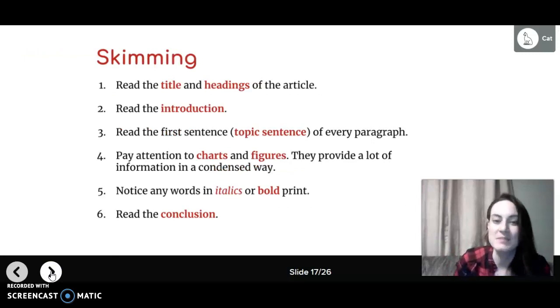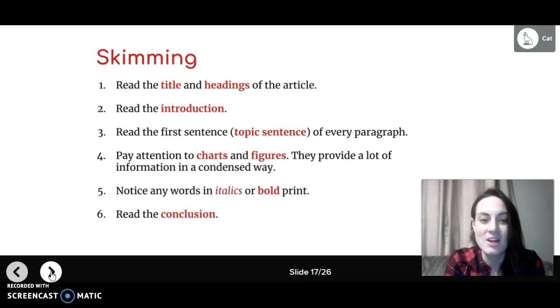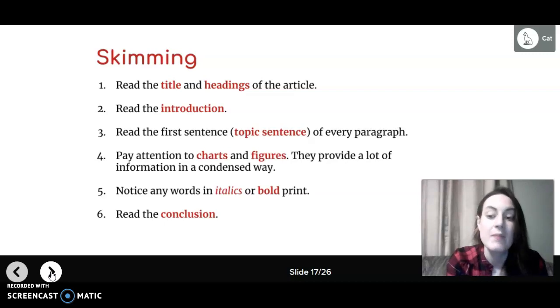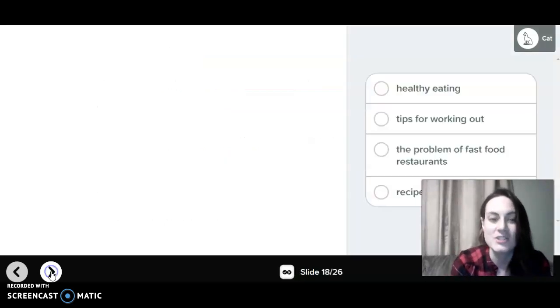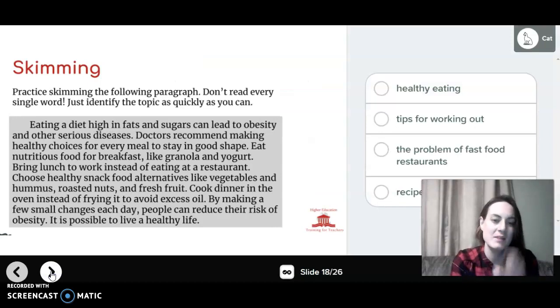So here are the steps in skimming. Read the title and headings of the article. Read the introduction. Read the first sentence or topic sentence of every paragraph. Pay attention to charts and figures. They provide a lot of information in a condensed way. Notice any words in italics or bold print. Read the conclusion.